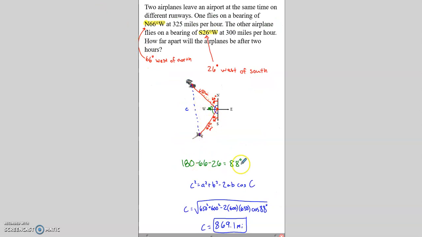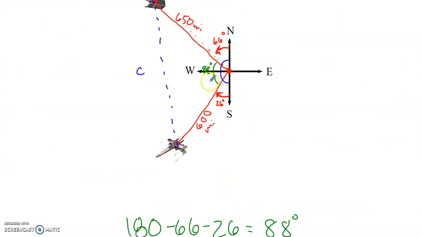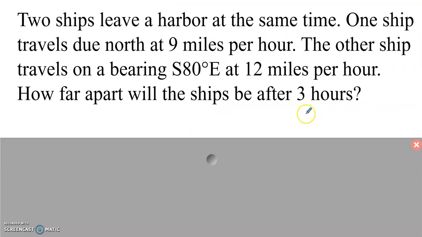This step right here, finding the angle, is going to be a little different for every problem depending on what quadrants your objects are in, and it's a little bit of problem solving. Look at your diagram and figure out how to find the angle you want based on everything you know. So let's take a look at another example like that, and you'll see how this drawing is going to be a little different.